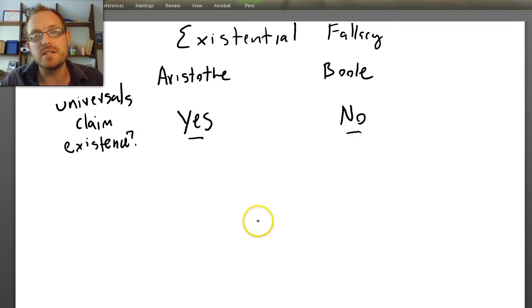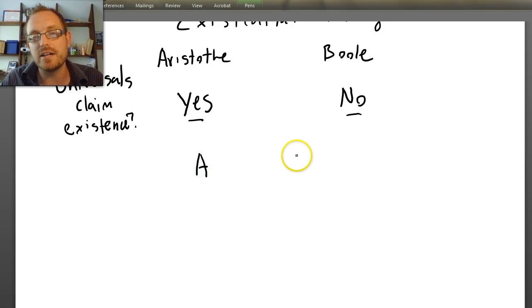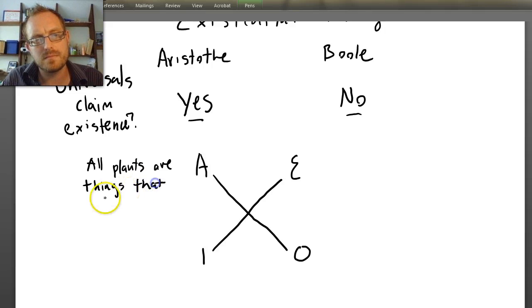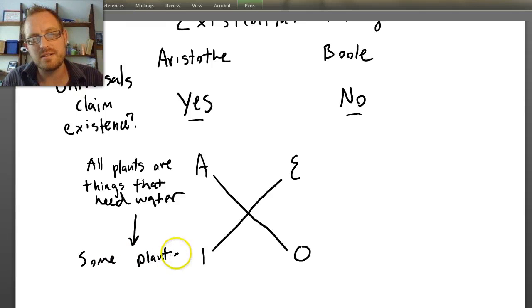Remember, go back to the traditional square of opposition. If we put our A here, our E here, our I and our O statements, the modern square of opposition was that the E and the I are contradictory and the A and the O. But wait a second. Let's go back to our example. What if I make the A statement, all plants are things that need water? Doesn't that mean that some plants are things that need water? Because if all plants are things that need water, it would mean that at least one plant, or some plants, also are things that need water.